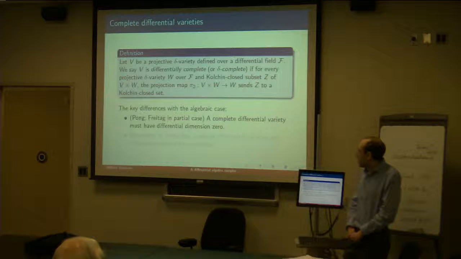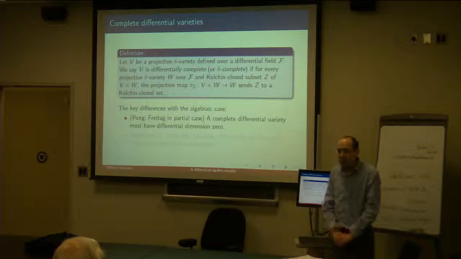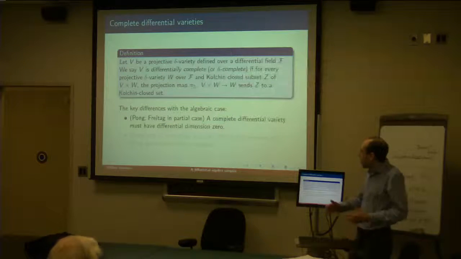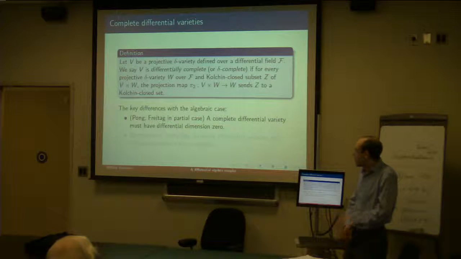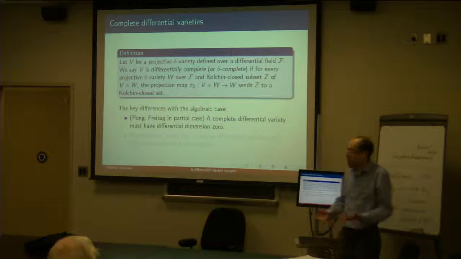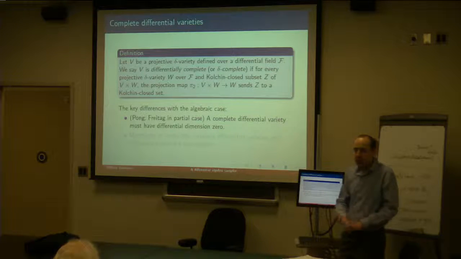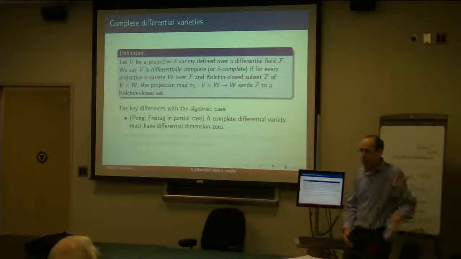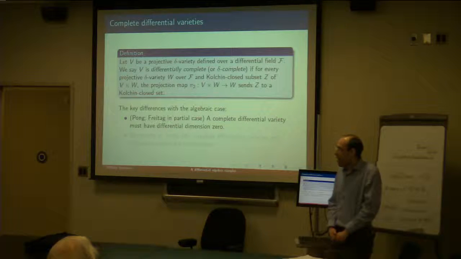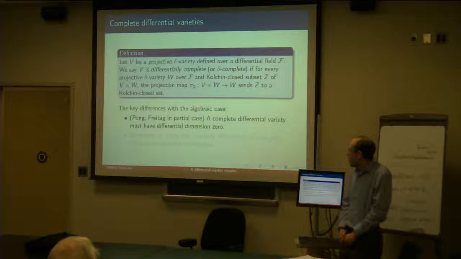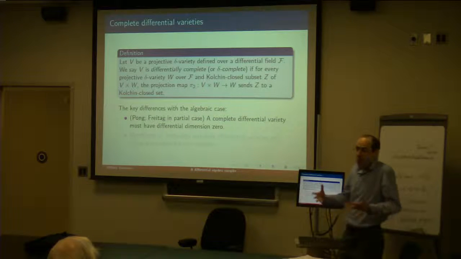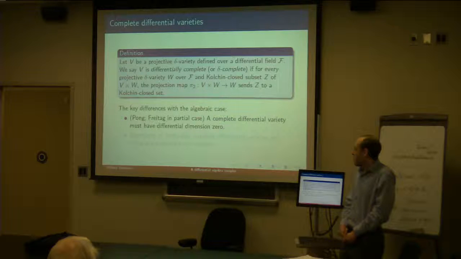This carries over as well to the partial case that James Freitag confirmed, that the arguments basically go through without change. And in the ordinary case, this differential dimension 0 corresponds to having finite rank in any of your usual model theoretic ranks. That's not quite true in the partial case, and so there's a gap there in terms of we don't know if there are any examples of complete differential varieties that have infinite, say, Lascar rank, but that still have differential dimension 0.